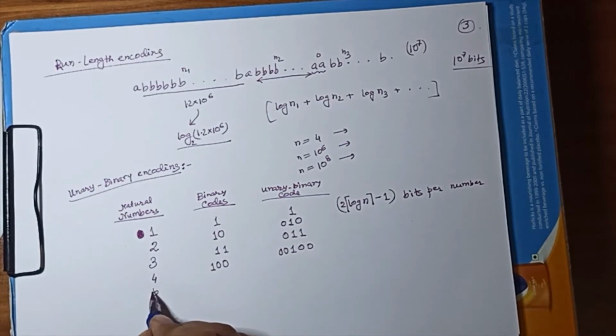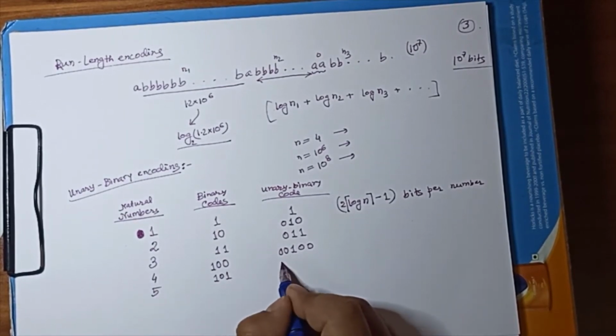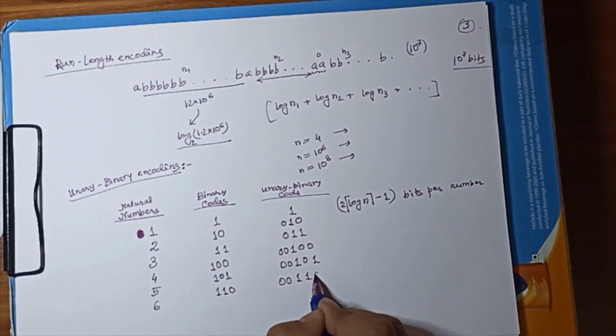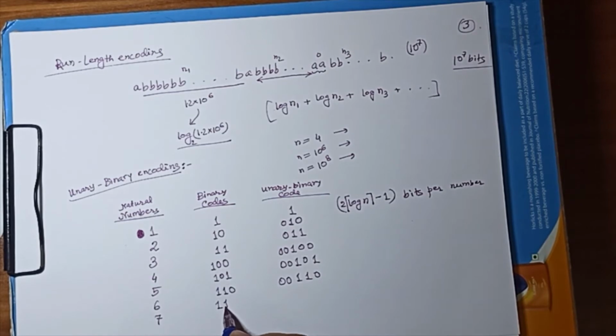You check it. 5 is 1 0 1, with the prefix 0 0 1 0 1. 6 is 1 1 0, with the prefix 0 0 1 1 0. 7 is 1 1 1, with the prefix 0 0 1 1 1.